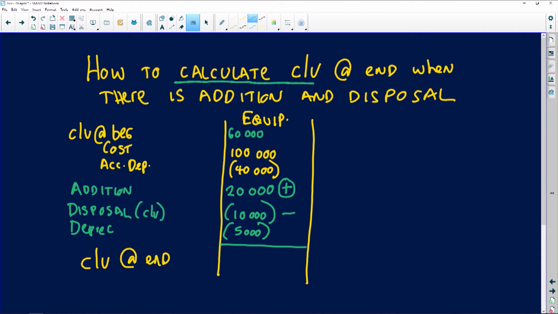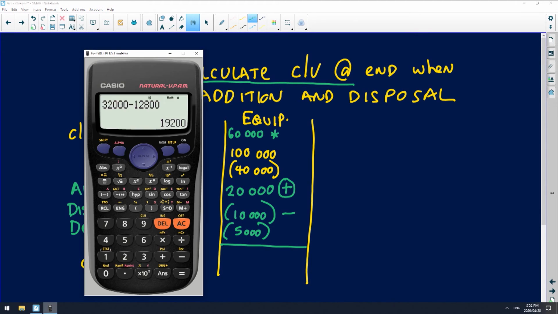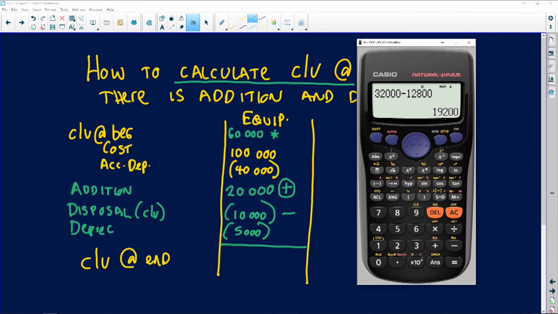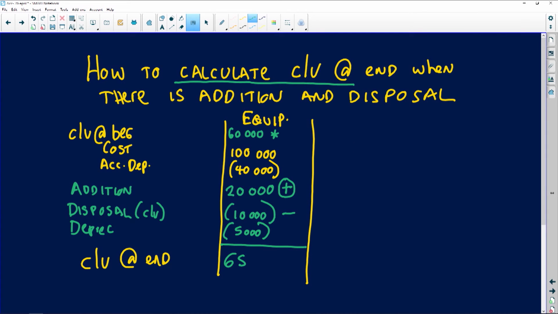Right, how do I calculate my carrying value at the end of the year? Because remember, that was the question. It's very, very simple, guys. I'm going to start off with carrying value at the beginning of the year. So let's get the calculator out. My carrying value at the beginning of the year, an amount of 60,000. To that carrying value, I am then going to add additions, so plus additions, which is 20,000. Then I am going to subtract disposal, so minus the 10,000. And then finally I must also subtract my depreciation of 5,000, and that gives me a carrying value at the end of the year of 65,000. Okay, so I'm hoping that answered your question.